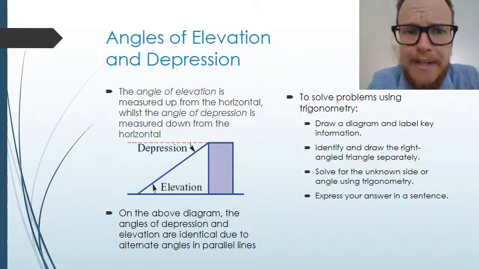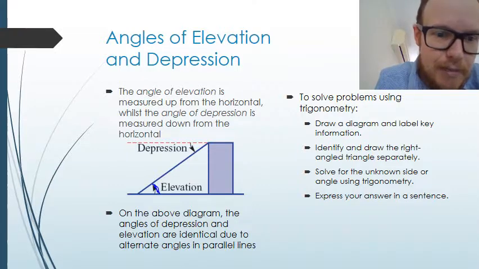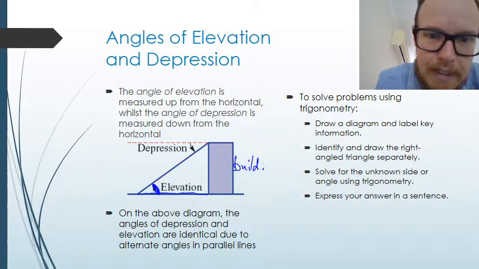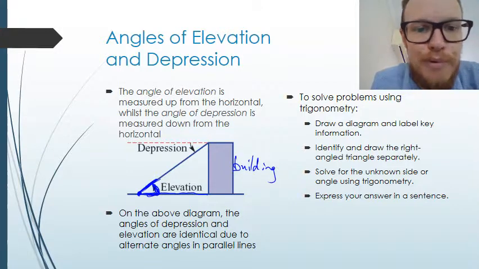The angle of elevation is measured up from the horizontal. So in our diagram here, the angle of elevation is this one here, and it's measured up from the horizontal. So horizontal up to the point that we care about. So if this was a building or something like that, then the angle of elevation from this point to the top of the building is this one here that relates to the horizontal point.